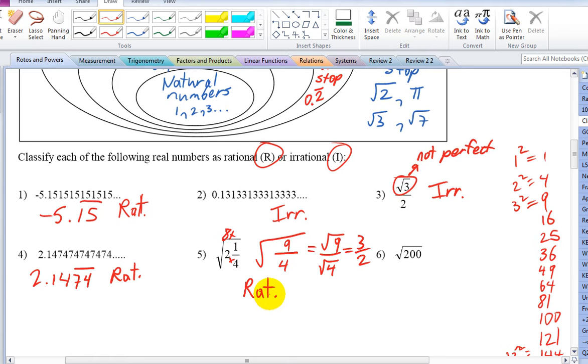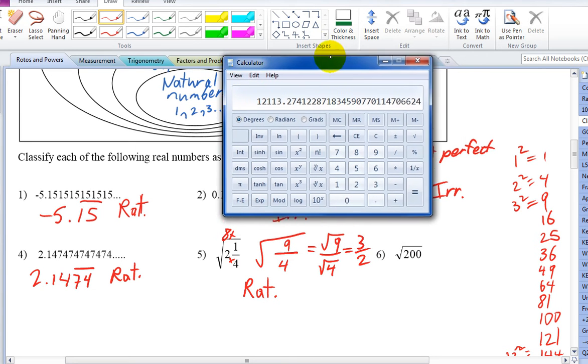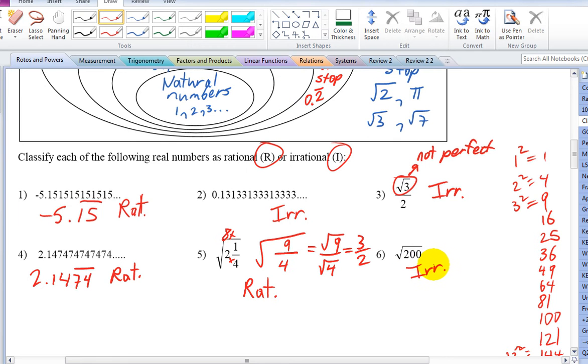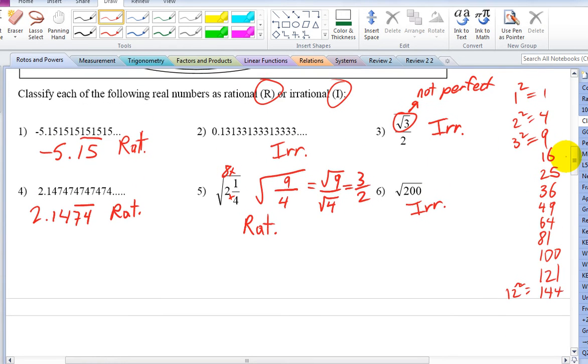Square root 200, what do you think? Try it on your calculator. Have your calculator out. Some people go square root sign, then 200. If you have an old calculator, it's 200, then the square root sign, which looks like a check mark. 14.4, nothing's repeating. So this is an irrational number. It's not a perfect square. So sometimes you got to check them on your calculator. But lots of times you don't.